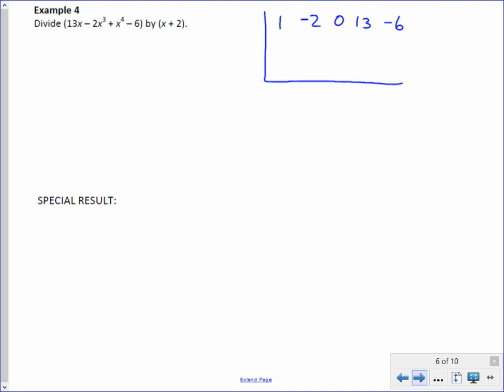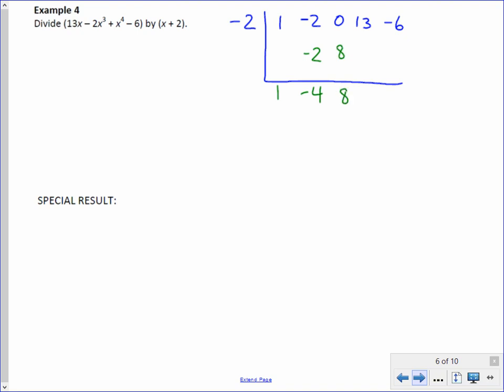There it is. What's the number up in front going to be? Negative 2. Good. And now the process. Drop the first number, and then multiply, add until there are no more numbers left. Multiply, add. Good. Multiply, add.